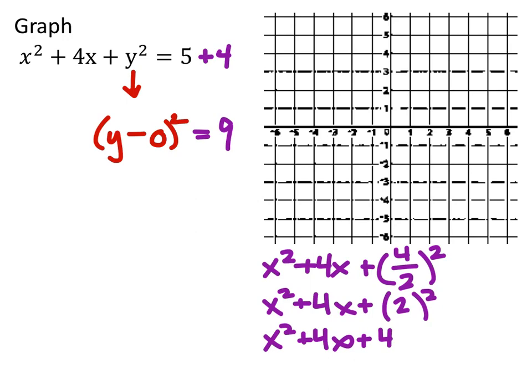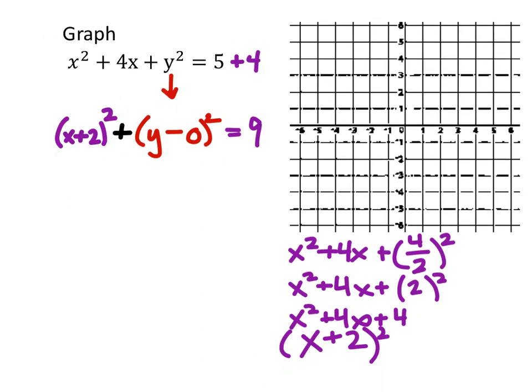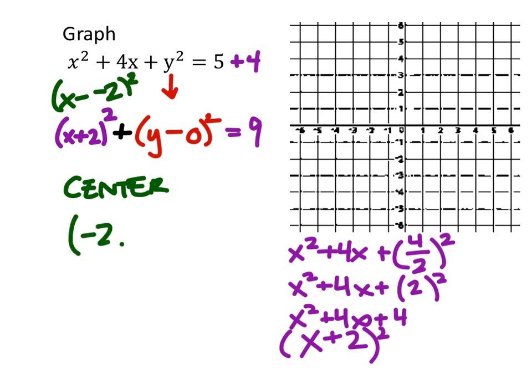Completing that square gives us the binomial x, and that was a positive 2, so x plus 2 squared, which we'll put into that part of the equation. From this we should be able to identify the center, and we could make that x minus -2 squared. So we see the h value is at -2, and the k value was already given to us at 0. So I got -2, 0. At this point, that's our center.